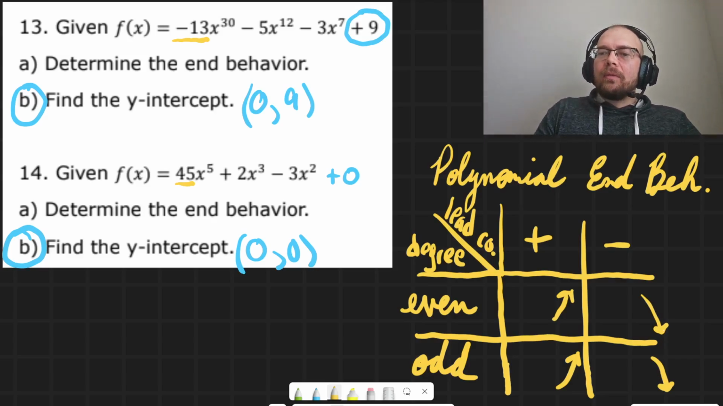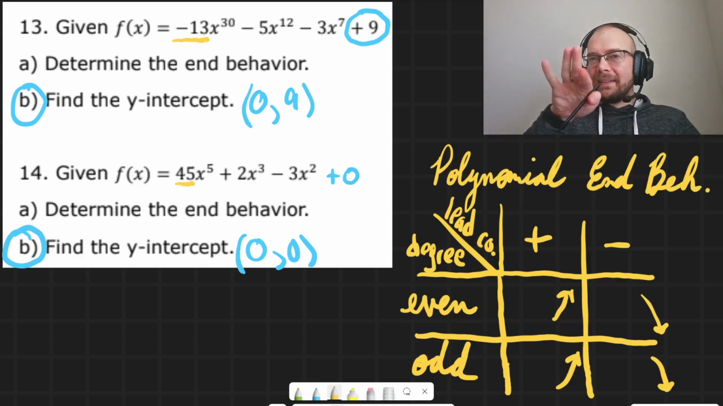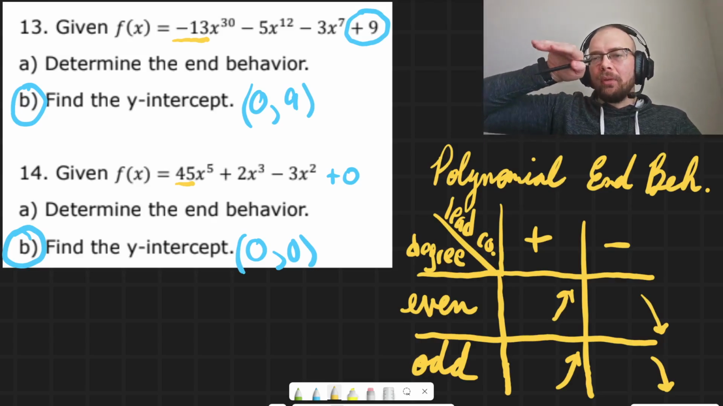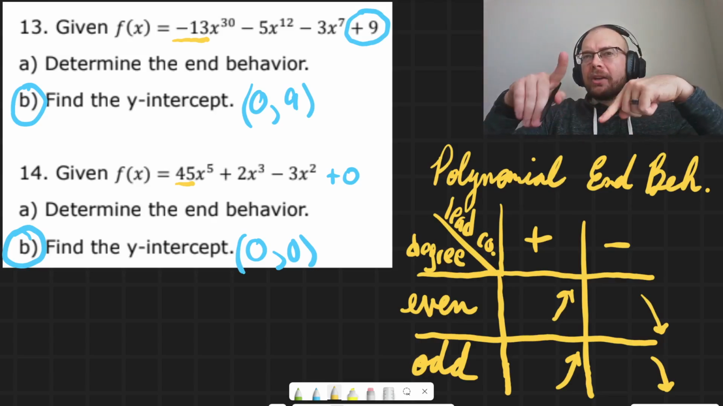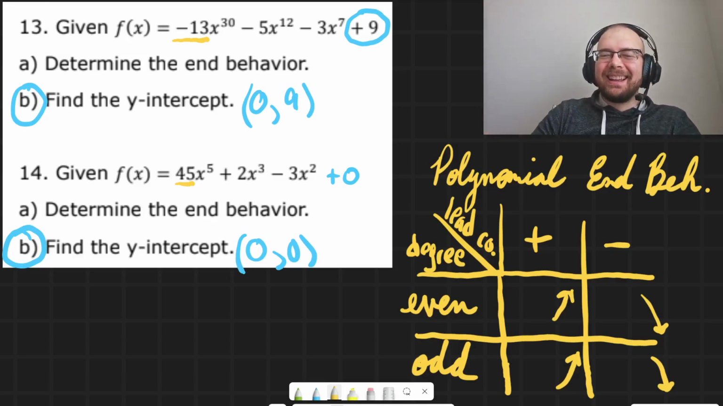So positive people, right side behavior goes up. Negative people, right side behavior goes down, right? And that might have been mirrored, so you get what I mean.